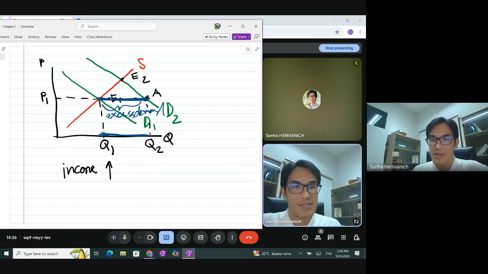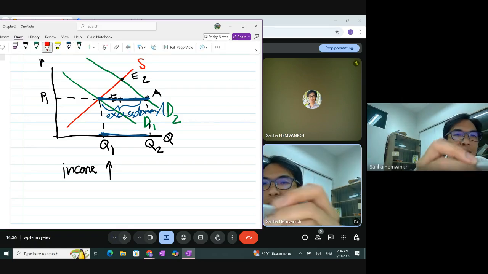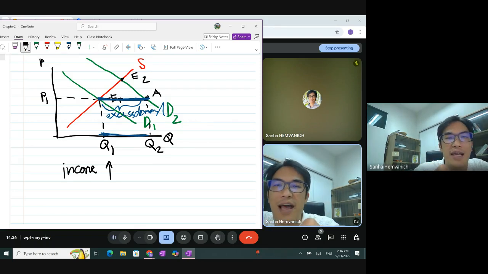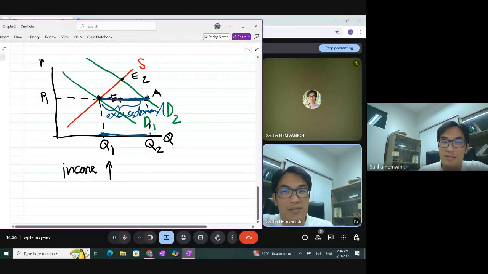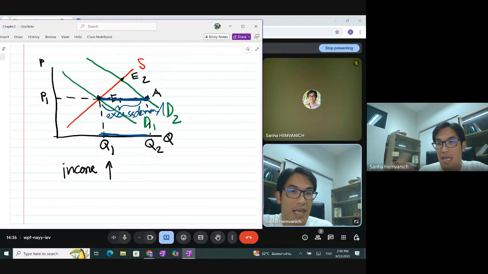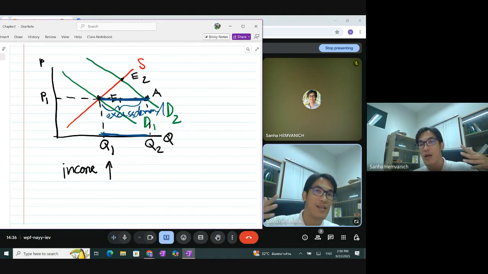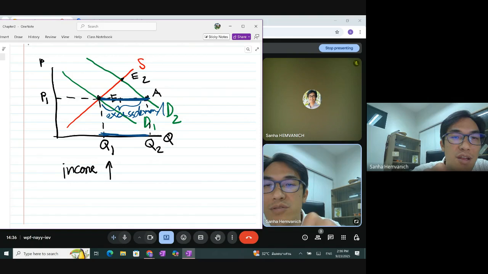So on the supply curve, right? What's going to happen is that on the supply curve, you start with P1, right? So the price will increase. So when the price increases on a supply curve, the quantity supplied by the producer will increase because when there's a higher price, you want to increase the production of your good. So it's going to move that.